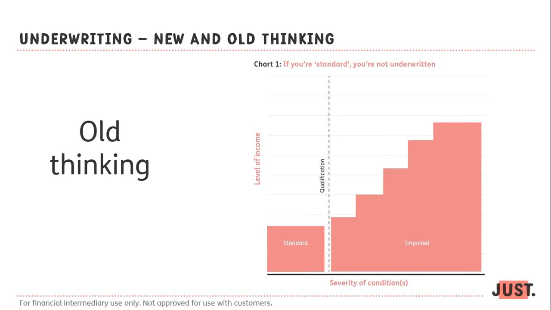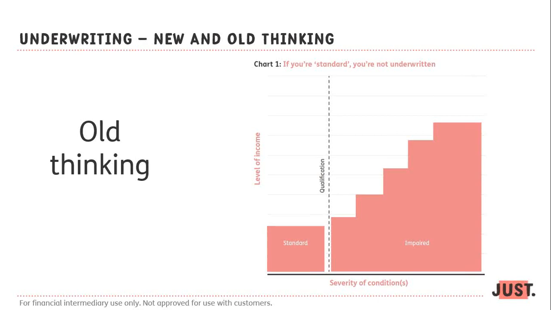So this is what it used to look like, where you would have a standard market, and then if they tripped over a qualification line and they were poorly enough, then depending on the severity of their impairment would dictate the type of rate that they got, and they kind of fell into whichever bucket was suitable for them.